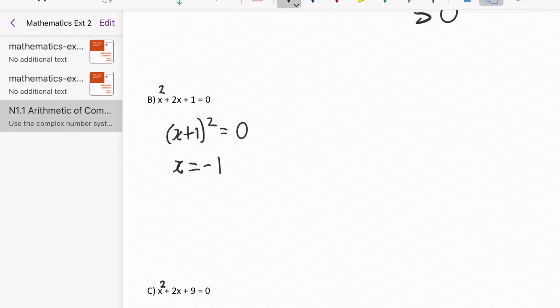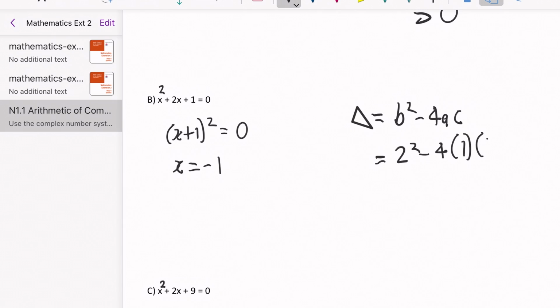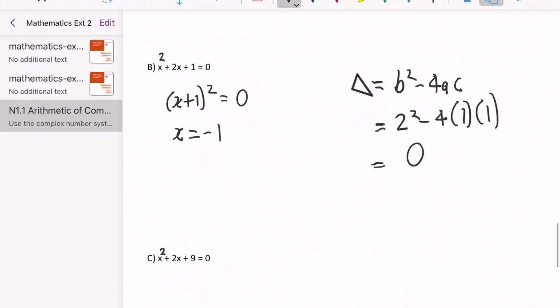But again, let's check with the discriminant. So discriminant b squared minus 4ac, which is equal to 2 squared minus 4 times 1 times 1, which is equal to 0. And remember, if we get the discriminant equals 0, we will get one unique solution. This was shown here.